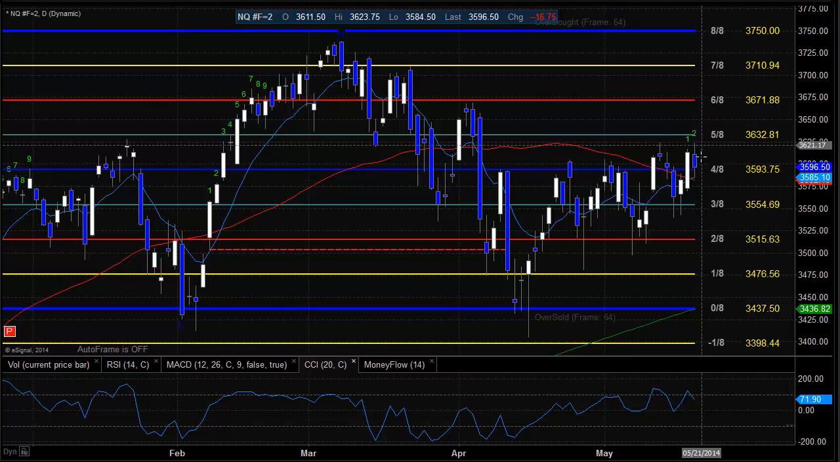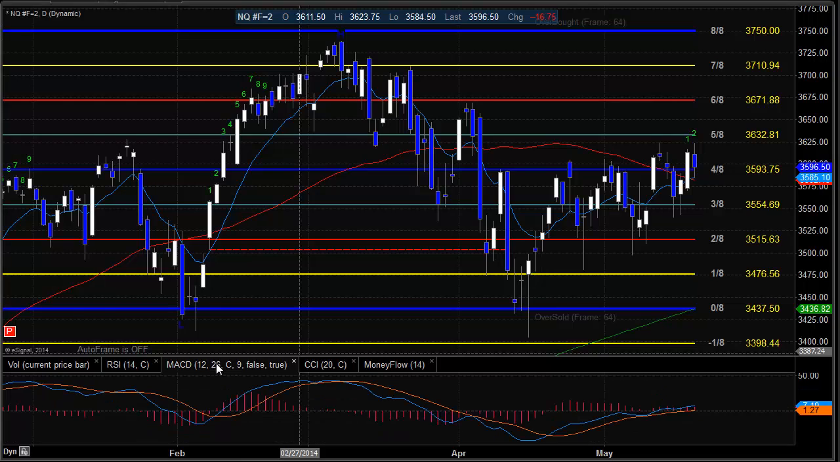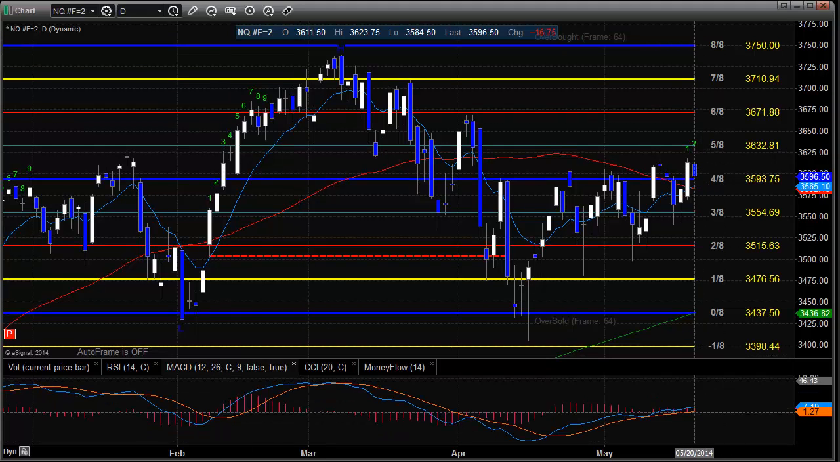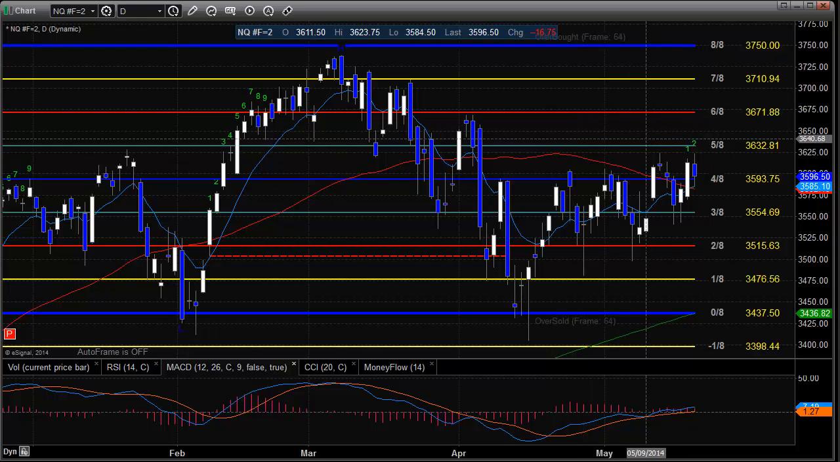So tomorrow, if we can break out above this area, we're definitely seeing some positive things here with a little bit of relative strength. The MACD, as we've talked about before, is above the 0 line, which is positive, but we still need to make good on this and clear these more recent highs.